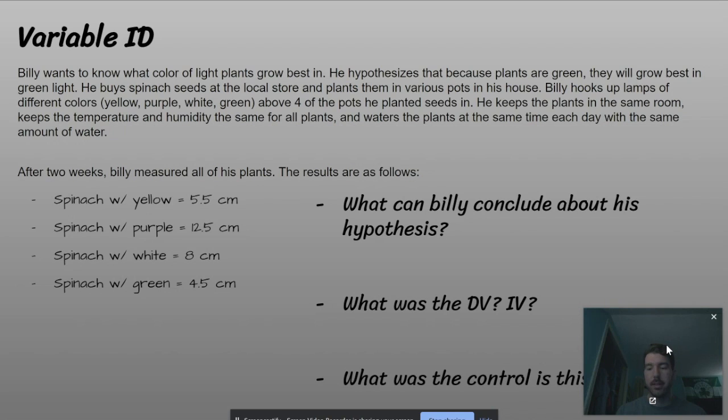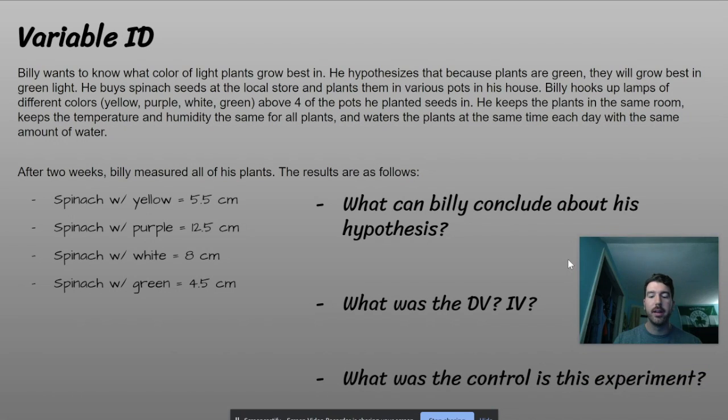And finally, what was the control in this experiment? So the control is what's kept the same throughout the experiment. So the control was that he kept the plants in the same room. One wasn't in the dining room, one wasn't in the kitchen. They were all getting the same amount of light if there was windows in there.